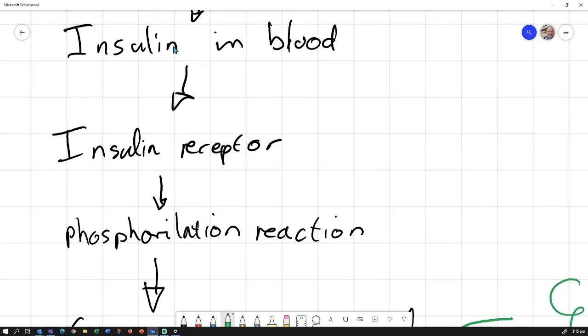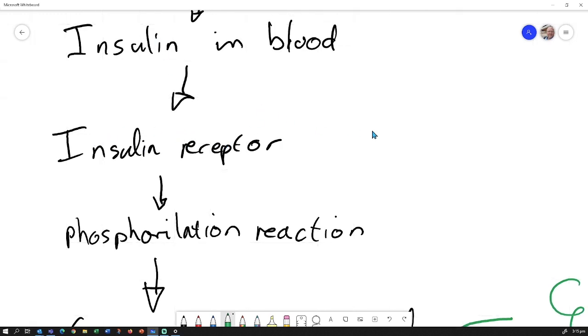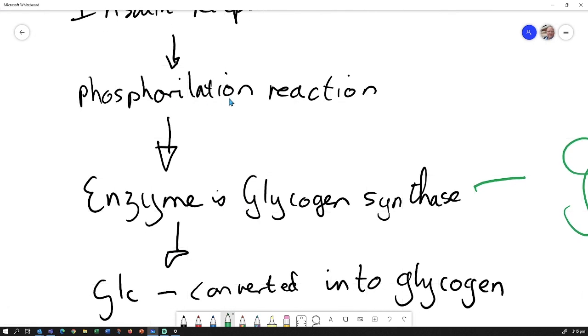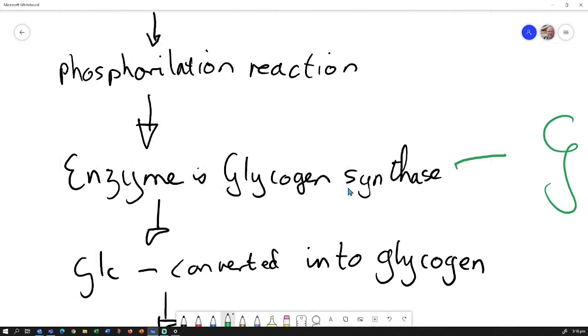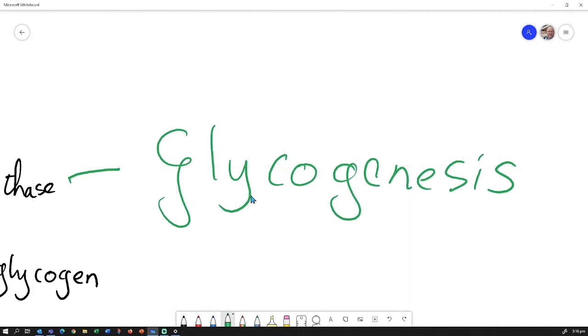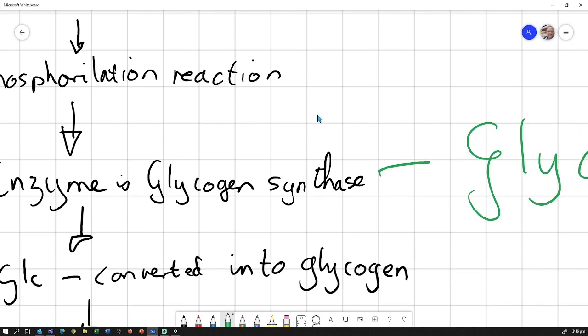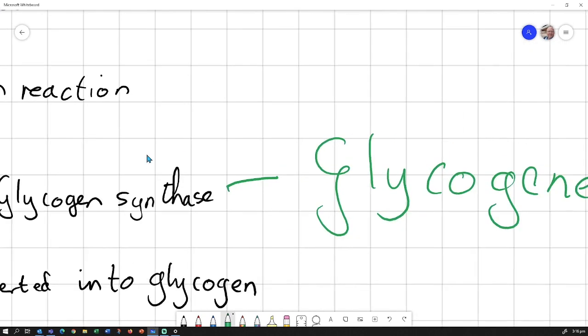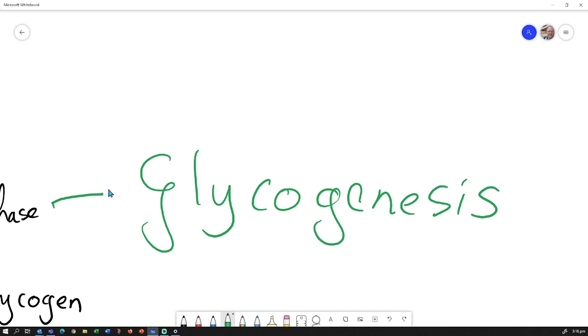So the insulin binds to the insulin receptor on the extracellular part, and then intracellularly it causes a phosphorylation reaction. And that phosphorylation reaction actually activates the enzyme, and that enzyme's name is glycogen synthase. So, glycogen synthase. I am making glycogen. That is its name. And that is going to make glycogen. And we call that process glycogenesis. So because of the insulin, we have now entered glycogenesis. And remember, glycogenesis means the beginning of glycogen.